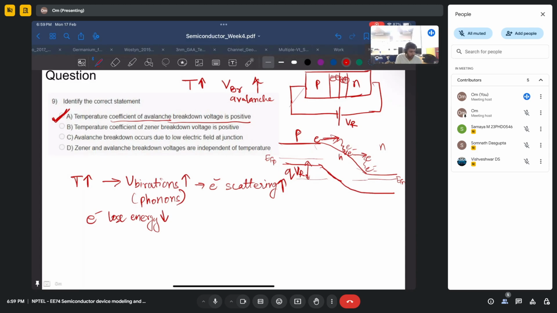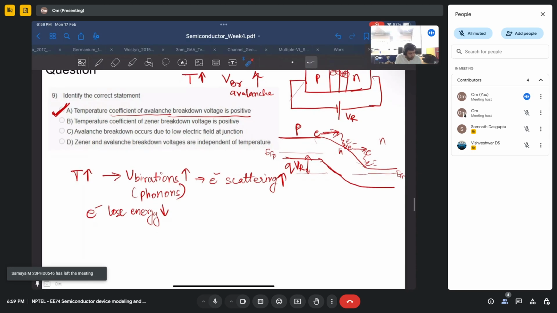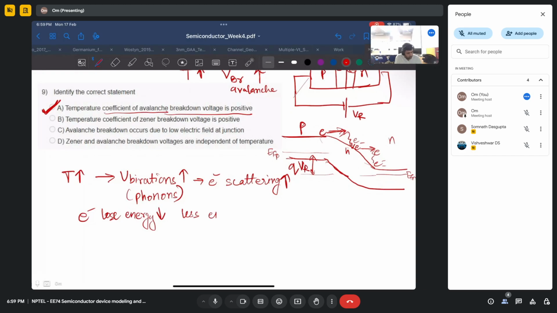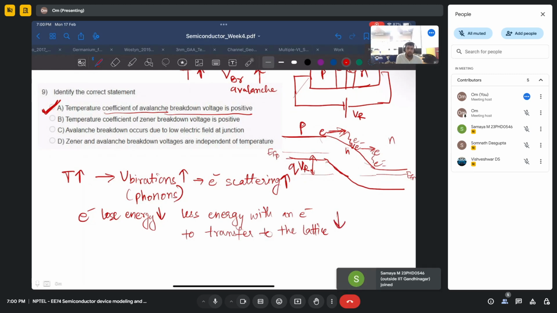And if electrons are losing energy, that means the electrons here, which were going to strike somewhere and generate more electron hole pairs, are decelerating. They are losing their energy. So there is less energy with an electron to transfer to the lattice, or to generate more electron hole pairs.